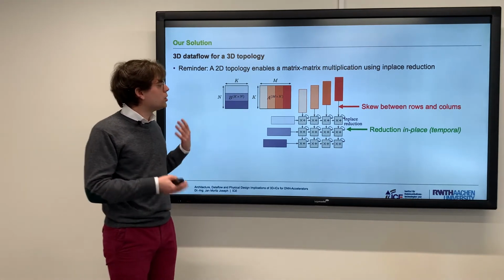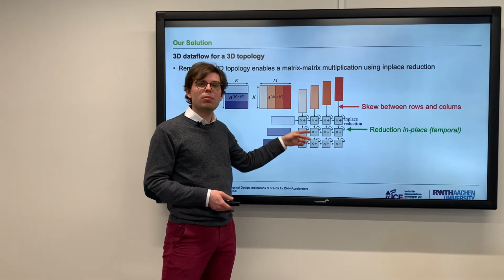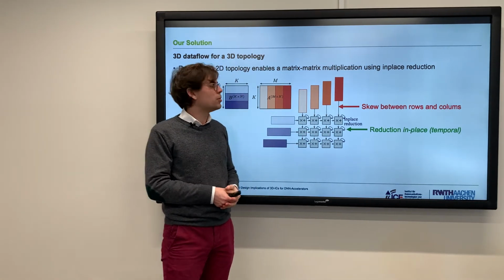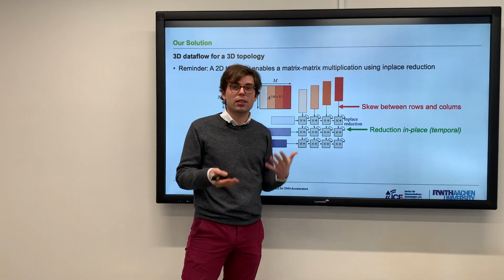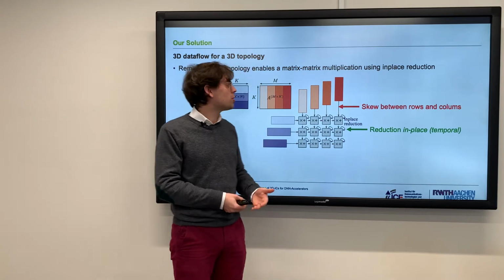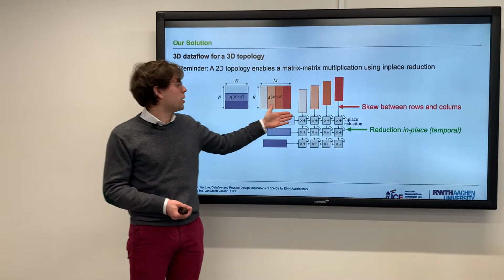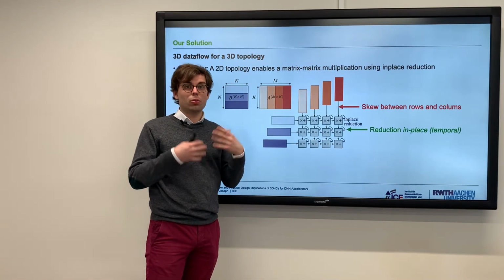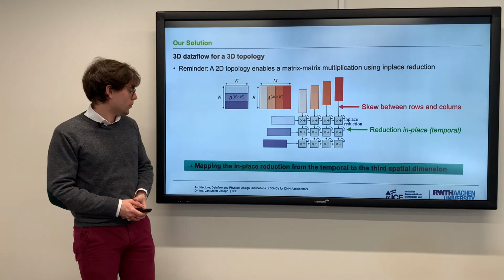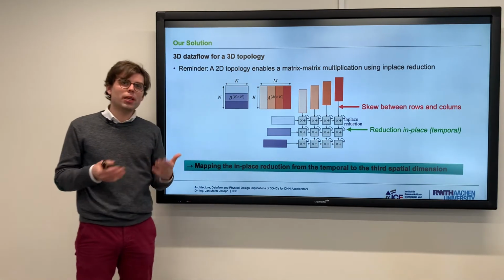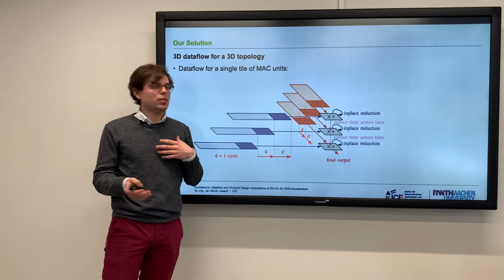So in a conventional 2D topology, you input your data from left and top, and then you do an in-place reduction in your multiply and accumulate units. And there are two things that are important here. First, your reduction is done in place, so it is in the temporal dimension, and you have to skew between the rows and columns of your input to keep timing so that the input data are at the correct time at each multiply and accumulate unit. So our idea is to map these in-place reductions from the temporal to the spatial domain. And this looks like this.